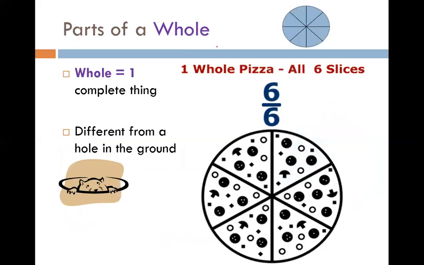Now we will learn parts of a whole. That whole is not the same as a hole in the ground, and it is different from the hole where a rat lives. That is not that hole. This whole comes in numbers, right? So we have one complete whole, that is 1, and we will represent the whole by 1. So here we have a whole pizza.